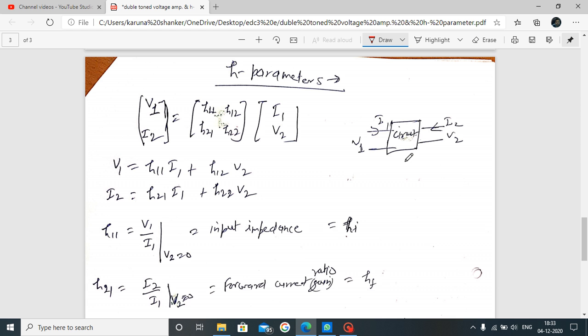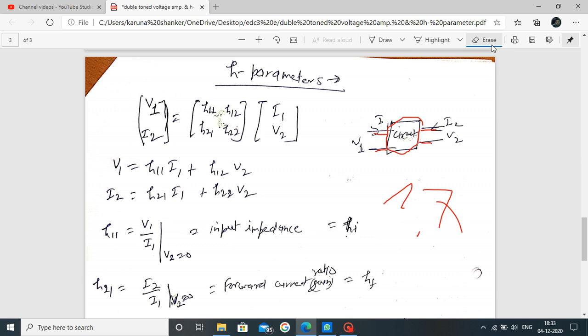Two-port means there is a circuit inside this box, and one of the terminals is this one, and the second terminal is this one. That's why we call it a two-port network. In the two-port network, we describe different types of parameters such as your Z parameter, Y parameter, ABCD parameter, and in a similar way this is your H parameter.